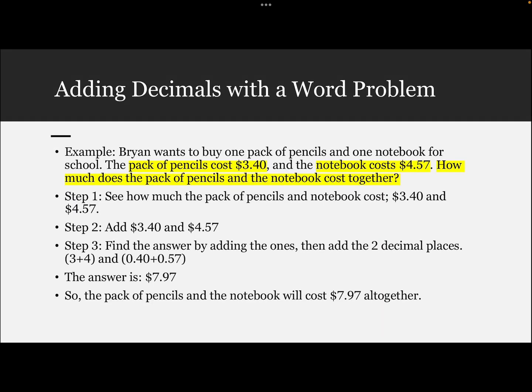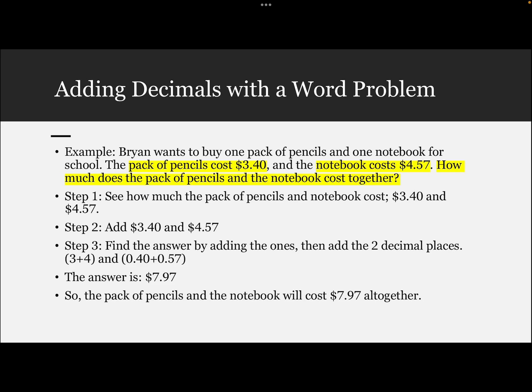And adding decimals with a word problem. Here is the example. Brian wants to buy 1 pack of pencils and 1 notebook for school. The pack of pencils costs $3.40 and the notebook costs $4.57. How much does the pack of pencils and the notebook cost together?